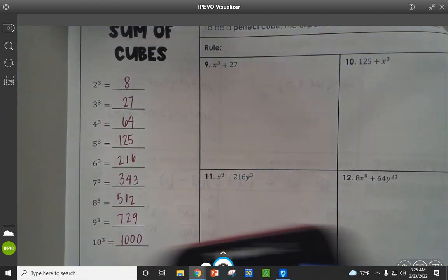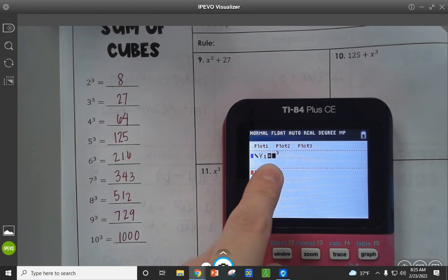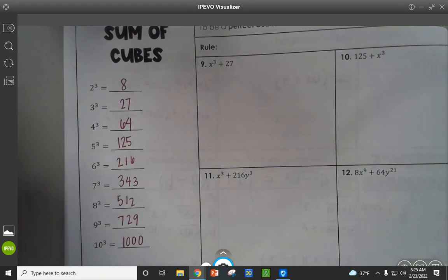A quick way to get those without having to type them all in is I went to y equals and I put in x cubed and I looked at my table and it told me what all of those were cubed. So that was a quick, easy way to get that list.